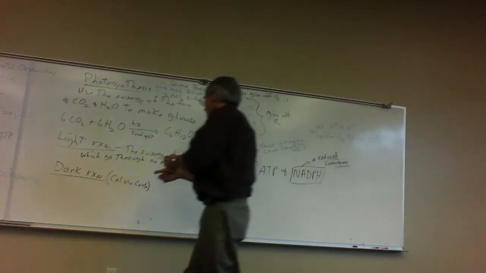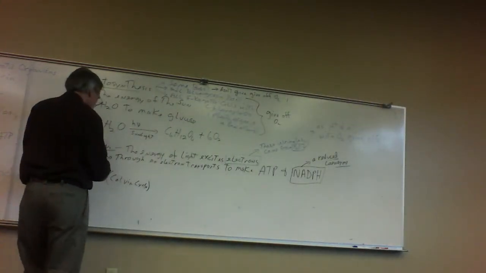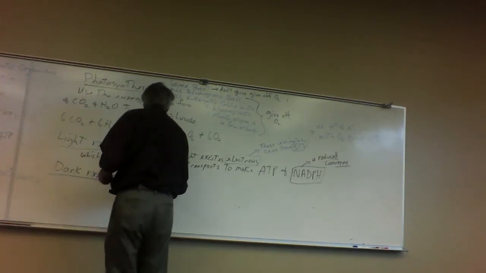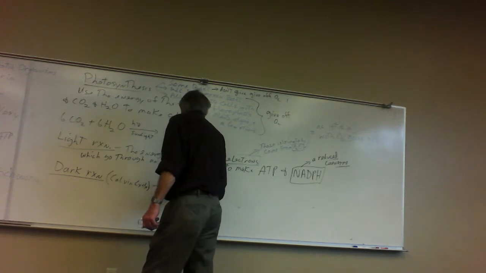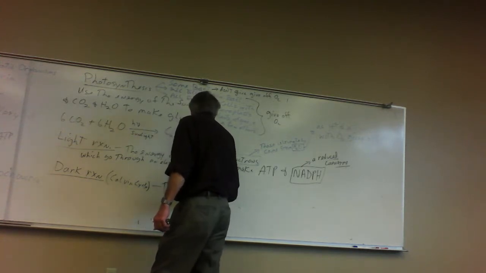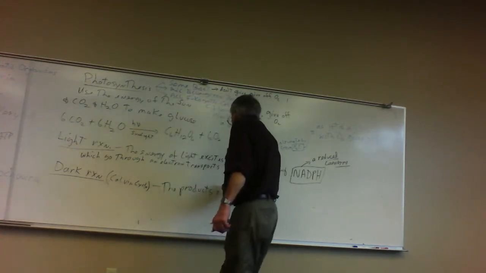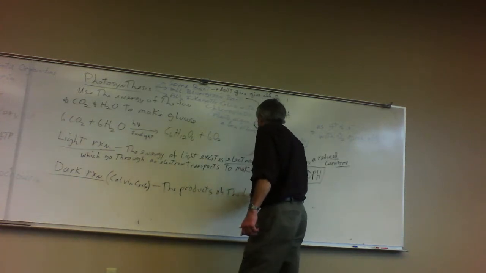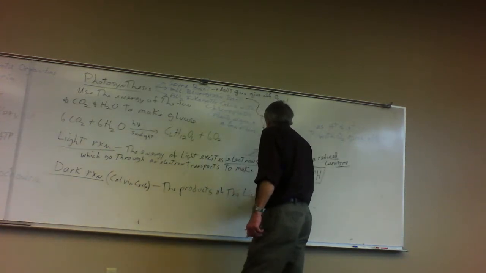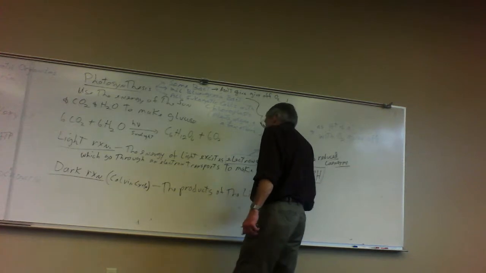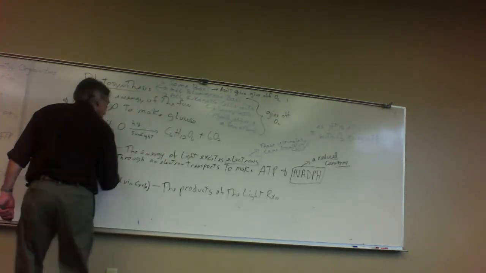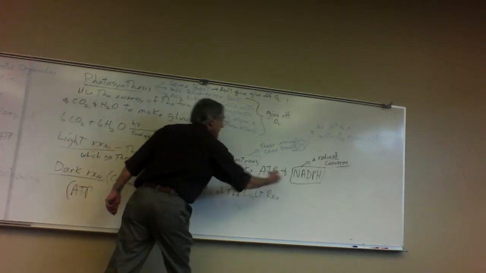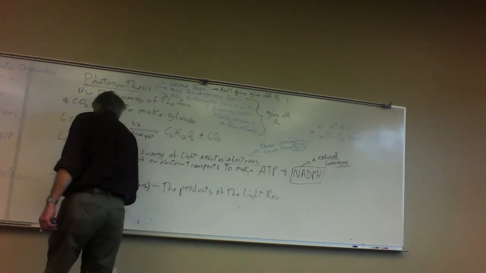So the dark reaction, and this is the one called the Calvin cycle. I'll just put here the products of the light reaction. What are the products of the light reaction? ATP and NADP. Yeah, those two things.